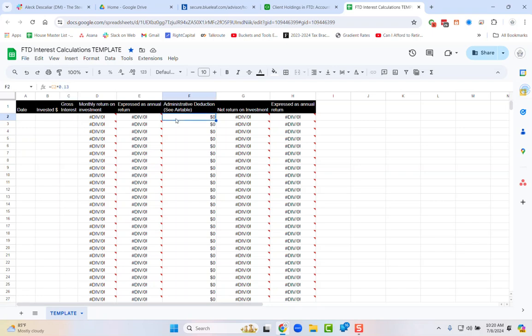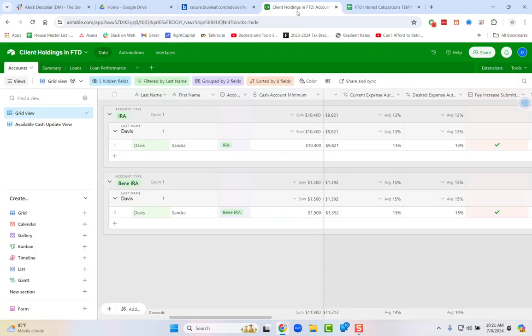The administrative deduction is automatically calculated, but it's automatically calculated based upon something that is input manually depending on the time horizon. So currently, now, back through November of 2023, the calculation would be in Airtable, the desired expense authorization.